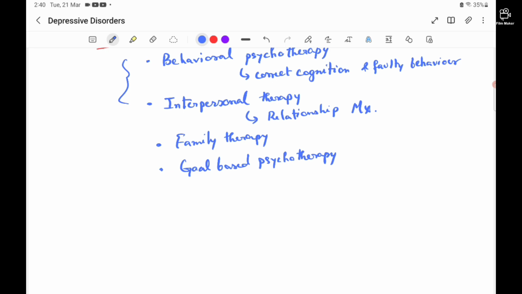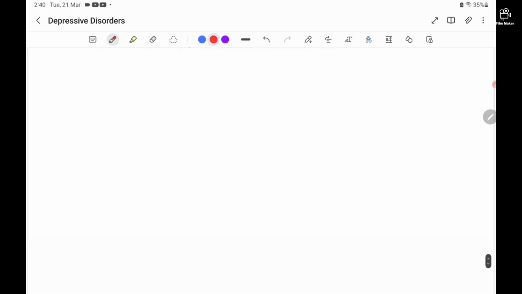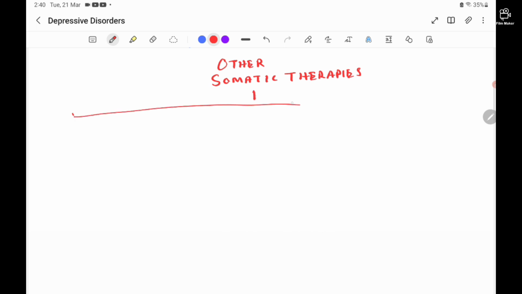And last but not the least, we would like to discuss the last modality, which is the other somatic therapies. In other somatic therapies, there is electroconvulsive therapy or ECT, which we have seen in movies and heard of a lot of times by the name of shock therapy. That is the electroconvulsive therapy.